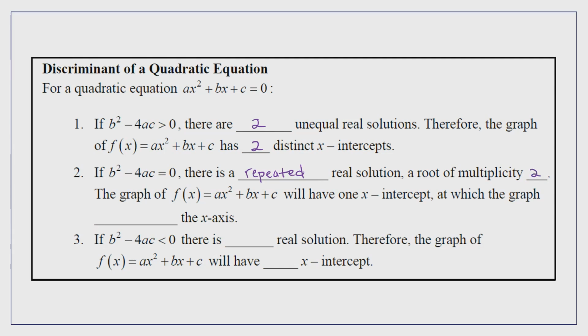The graph of f of x equals ax squared plus bx plus c will have one x-intercept at which the graph touches the x-axis. If b squared minus 4ac is less than 0, then there is no real solution. Therefore, the graph of f of x equals ax squared plus bx plus c will have no x-intercepts. Alrighty.